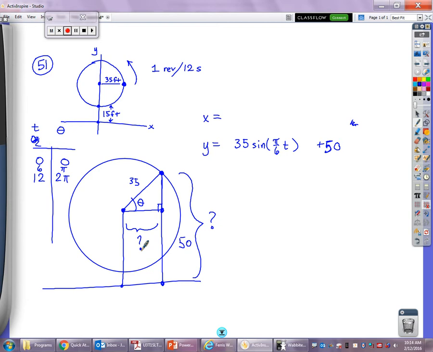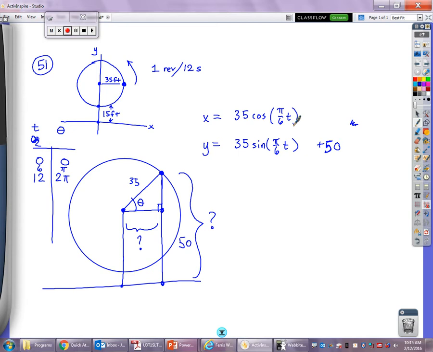Isn't that going to be the x model? What will that be? I mean, just think right triangle trig. What is that? 35. Okay, you're thinking too hard. It's 35 cosine theta, isn't it? And by theta, we mean pi over 6 times t. Right? I think we did it, didn't we?